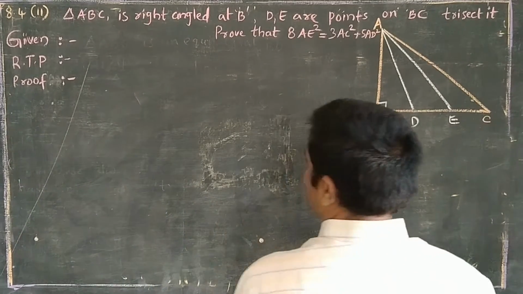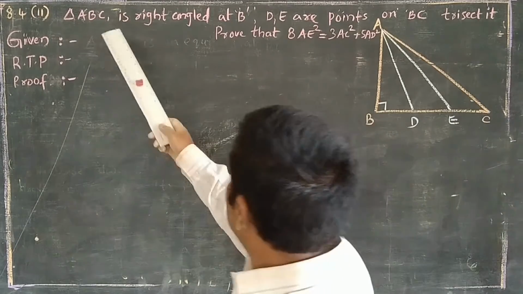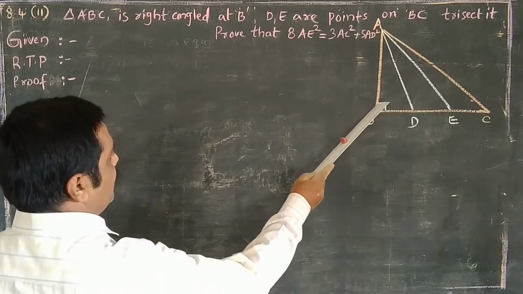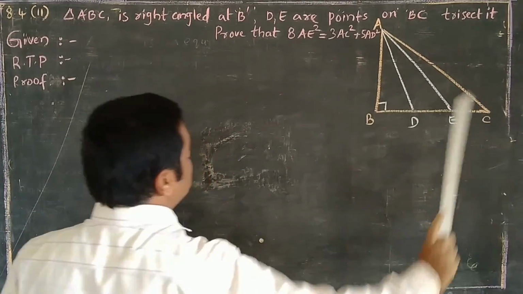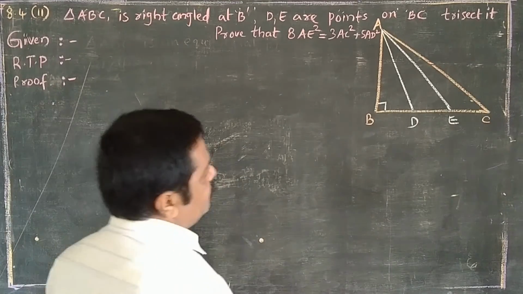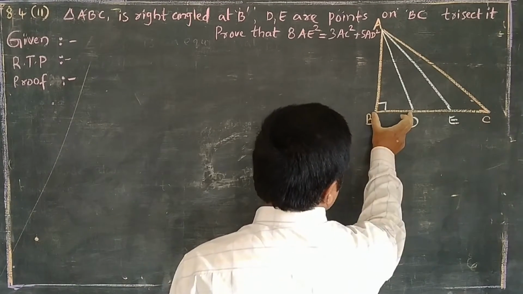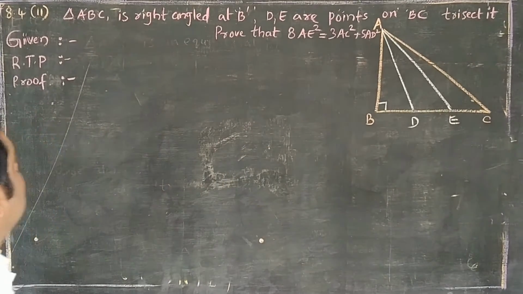Children, this is the 11th question in exercise 8.4. Triangle ABC, right angle at B, is given. D and E are the points on BC that trisect it. The meaning of trisect is BD is equal to DE is equal to EC. The three parts are equal parts.